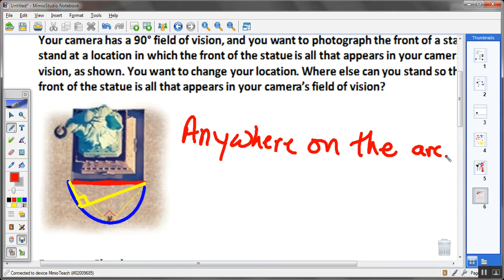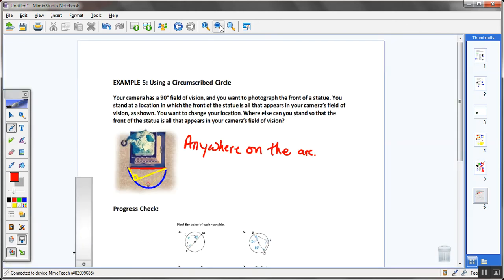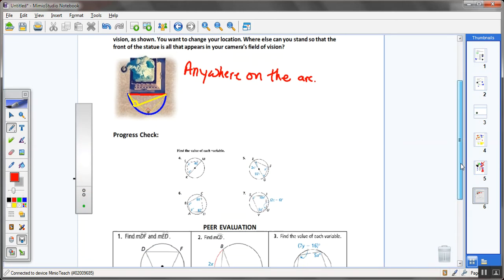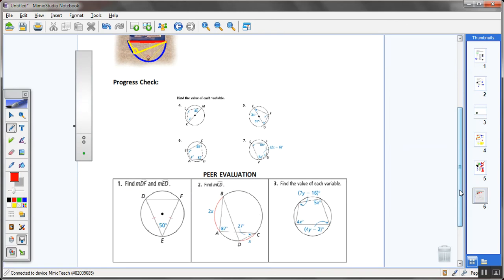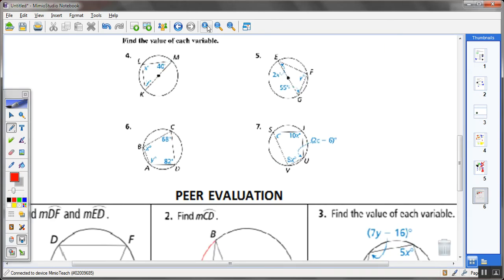Okay. All right, so here's what I'd like to do. Let's do some progress checking. Then I'm going to have you guys check yourselves with your peers. These progress checks, let's see if we can figure these out. They don't show up very well for me.